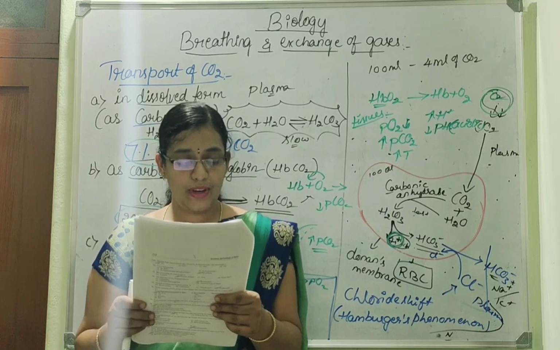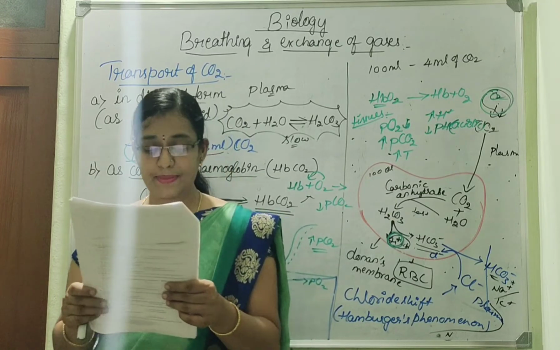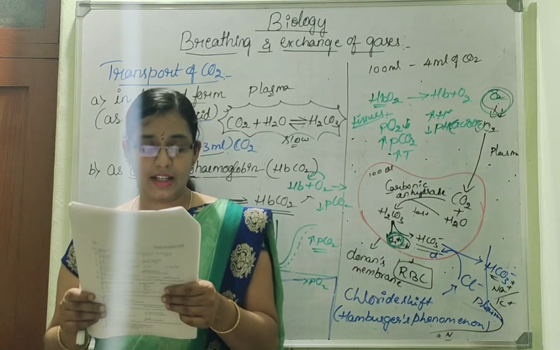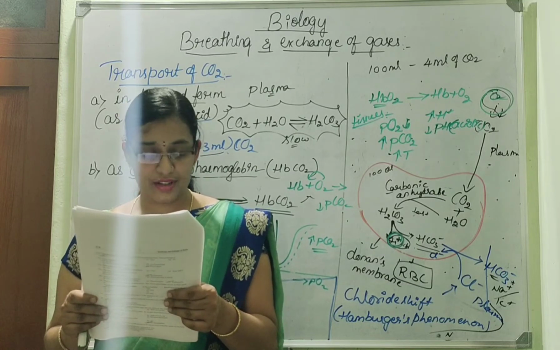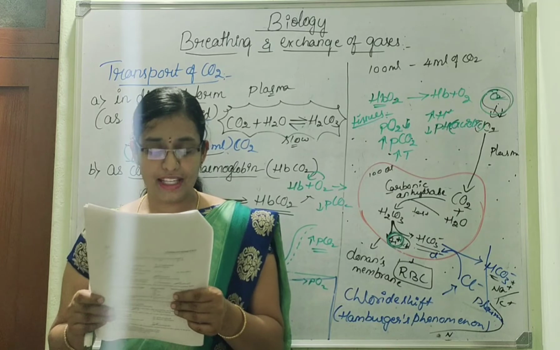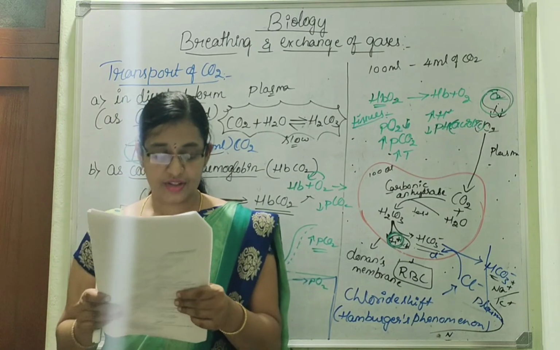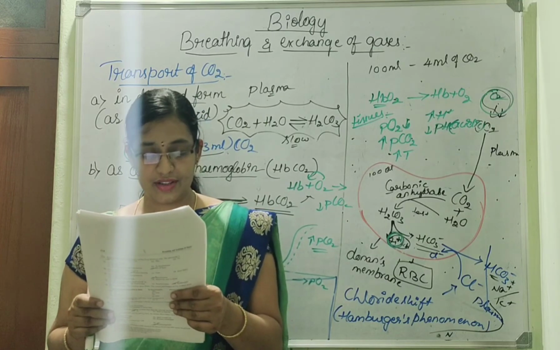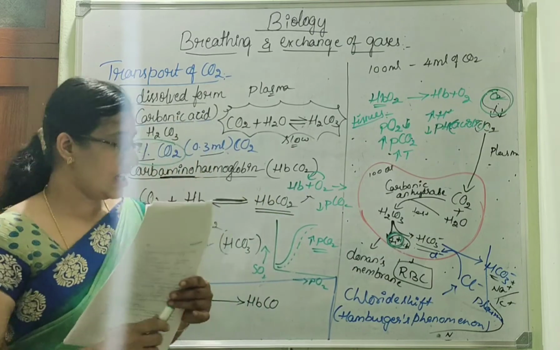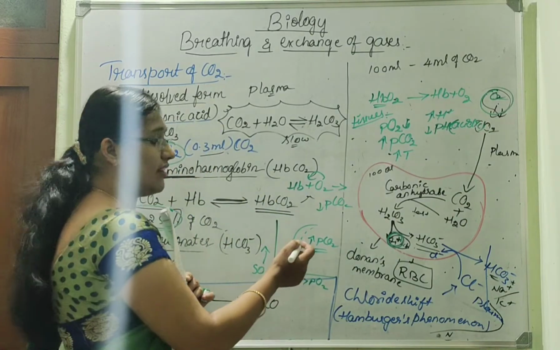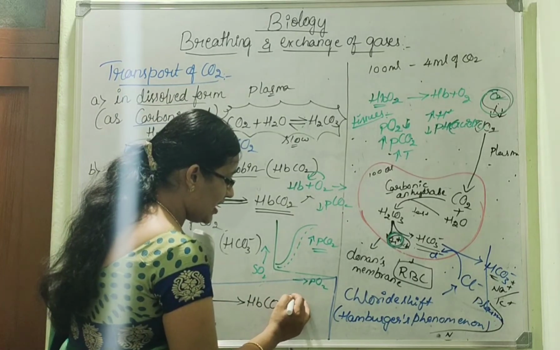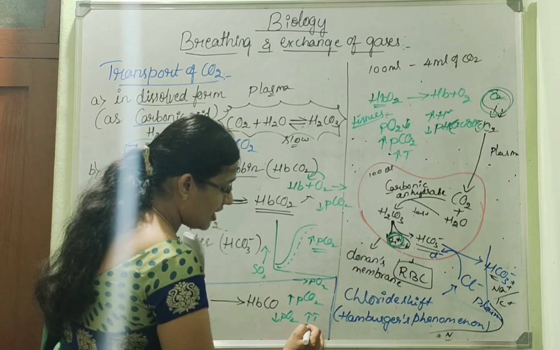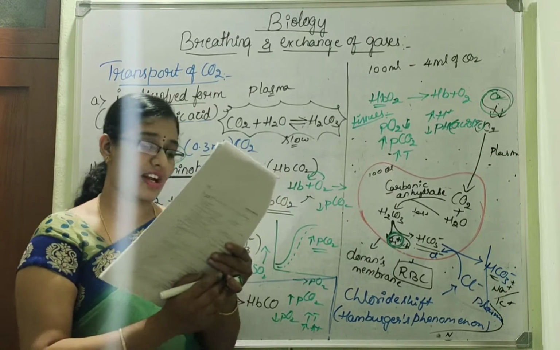Next, factors at tissue level that favor the dissociation of oxygen from oxyhemoglobin. Option A, low PCO2, high H plus, low temperature. B, high PCO2 and low H plus, high temperature. C, low PO2, high PCO2, high H plus, high temperature. D, low PO2, high PCO2, high H plus, low temperature. So at the tissue level, what happens? More PCO2 will be there, lesser PO2, higher temperature, higher protons will be present. So which is the right option?